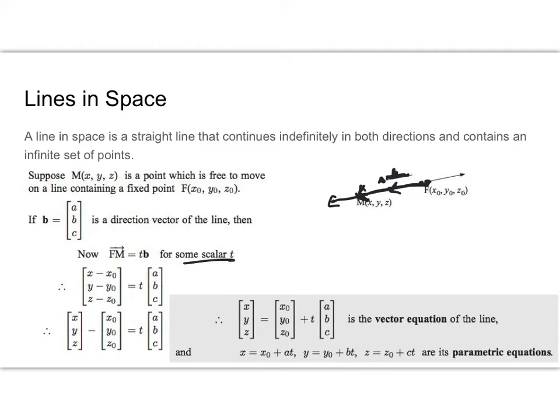So for some scalar t, the vector B, my direction vector, is my ending point minus my initial point, x2 minus x1, well, this is x minus x0. It's the same thing. So that's going to equal my direction vector, which is my A, B, and C value here. I'm just looking for how far and in which direction I'm moving on the x-axis. That's my A value. Same for the y, and then same for the z. That's my C value.